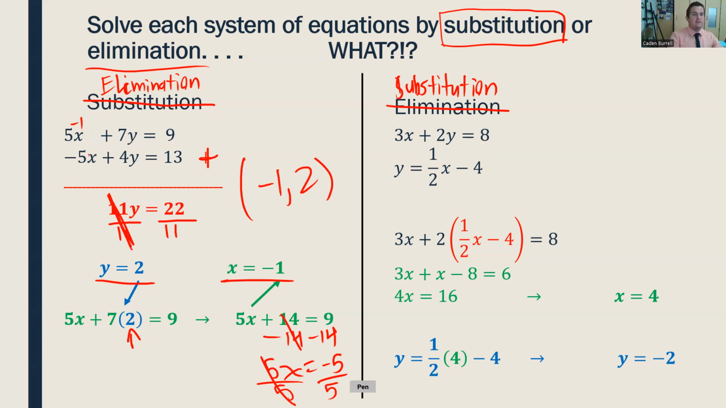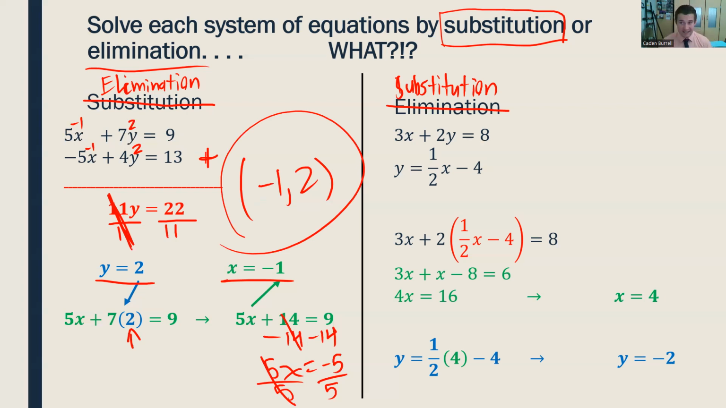And if I put -1 in for all my x's and 2 in for all my y's, the top equation better equal 9, and the bottom equation better equal 13. Okay, that's how I solve a system of equations using elimination. Now let's talk about solving by substitution.